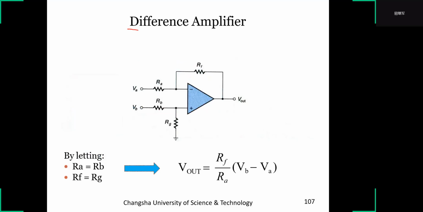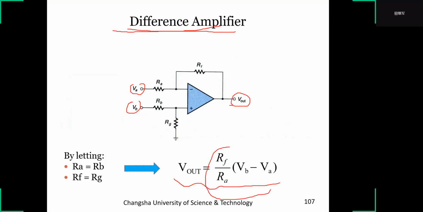This is a difference amplifier. This is VA. This is VB. This is V out. The relationship between VA, VB and V out is here. So if RF is equal to RA, the V out is equal to VB subtract VA. So we call it the difference amplifier.